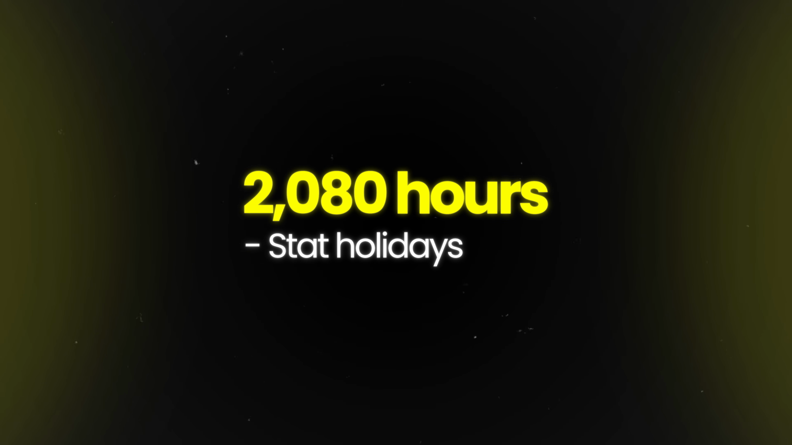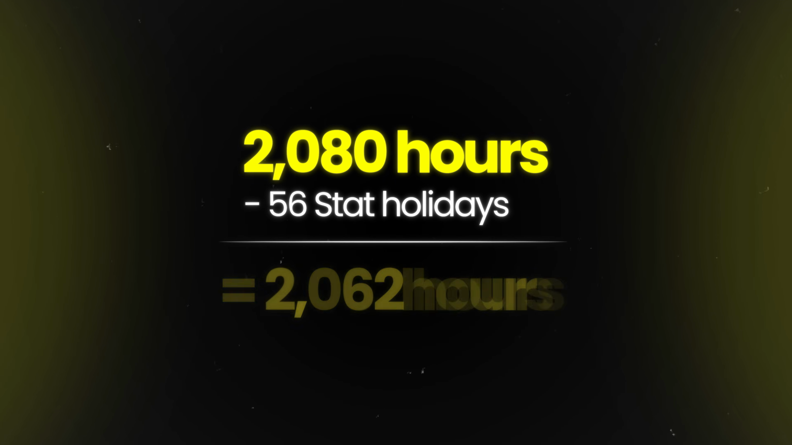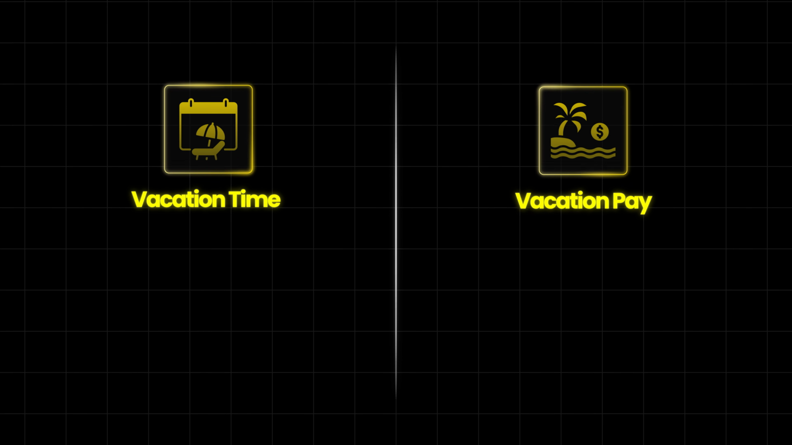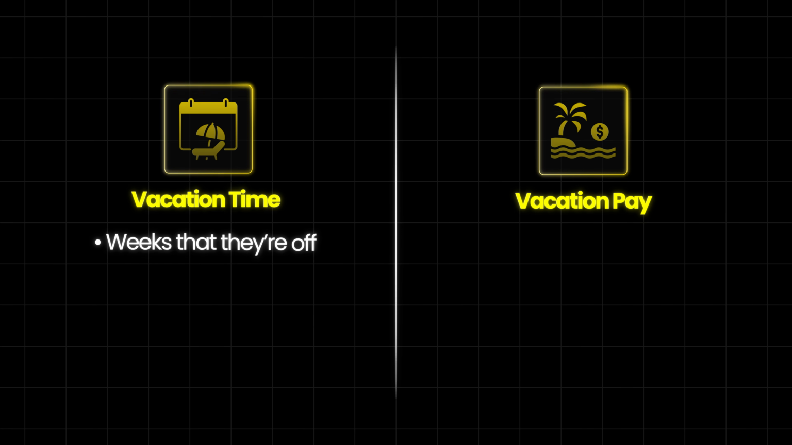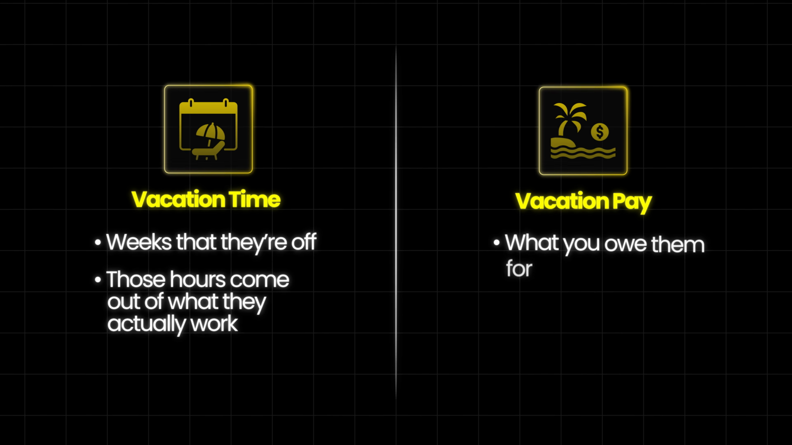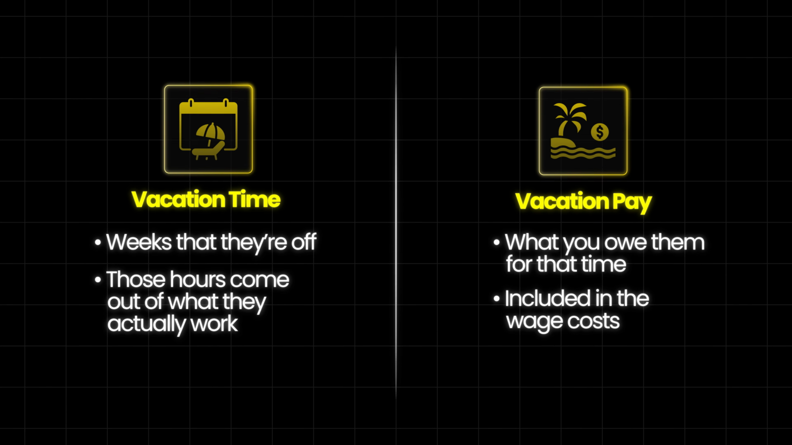We'll start by taking out the statutory holidays. Those are 7 in the US and 9 in Canada. 7 days equals 56 hours, so now we're down to 2,024 hours. Now to take out vacation. Now, vacation time and vacation pay are actually two separate things. The time is the weeks that they're off, and those hours come right out of what's available for them to work. The pay is what you owe them for that time, and that's included in the wage costs.